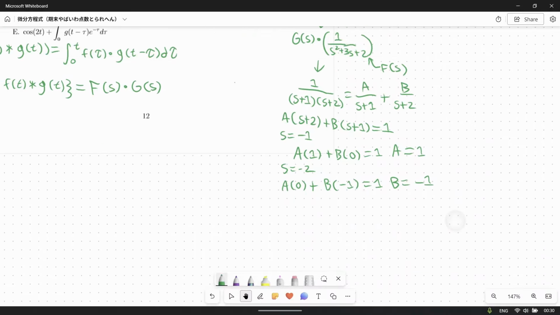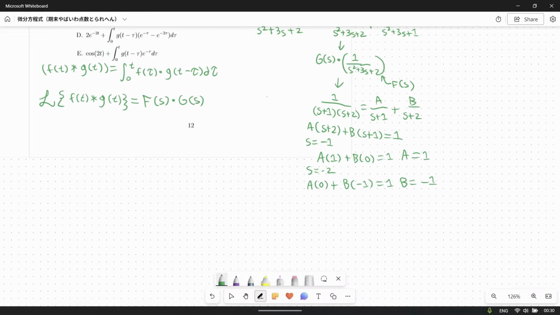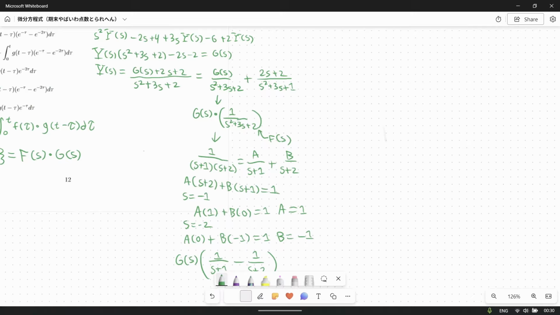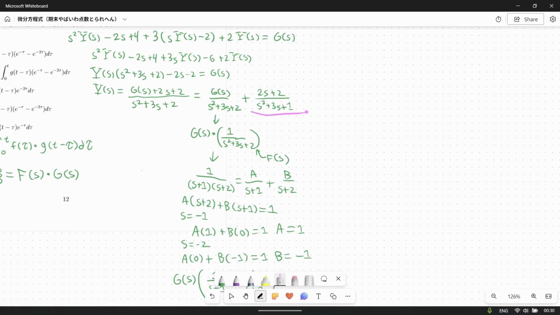So after completing that decomposition, then you'd end up with the term of g of s times 1 over s plus 1 minus 1 over s plus 2. And then now moving on to this term over here, it's going to follow a similar process of the same decomposition because we have the same denominator, except our terms are going to be different because the numerator is different.